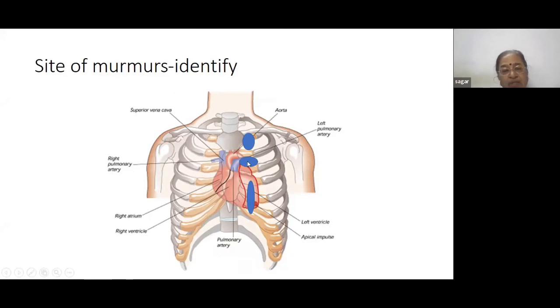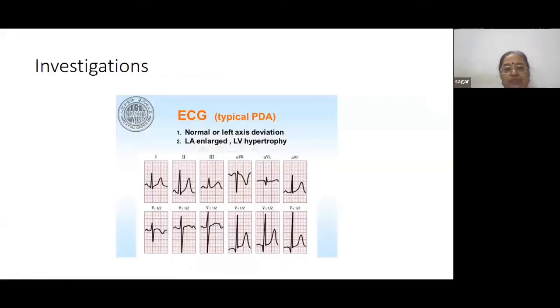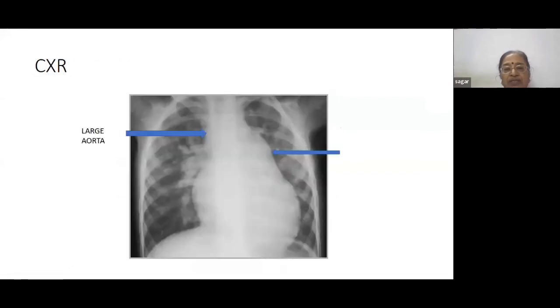This is an ASD, but this is not because of shunt, and that is the PDA murmur right on top in the first left intercostal space. Now, what investigations do you get in a PDA? You get the left ventricular hypertrophy, like you see in any other left ventricular hypertrophy, left axis deviation, etc.